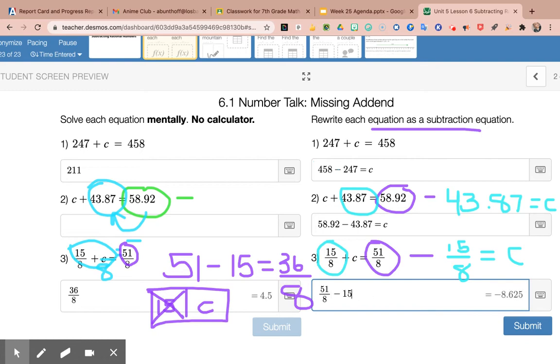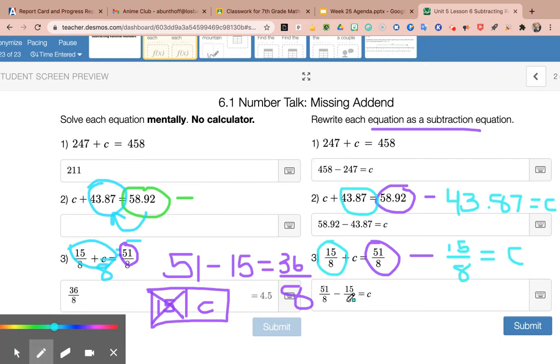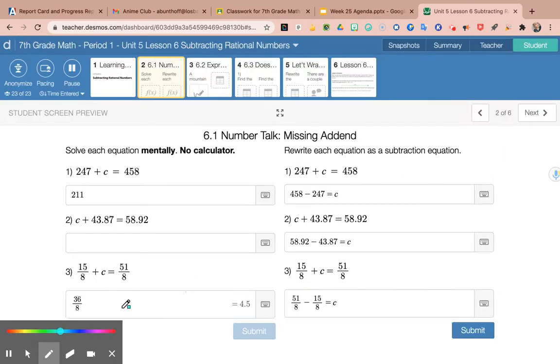51/8 minus 15/8, and then it equals C. Notice I have to click on the side to make this correct. And I'm just using the slash key. It looks like that. Sorry, that 5 looks weird. All right, so that was the first one. Feel free to pause anytime if you need to.